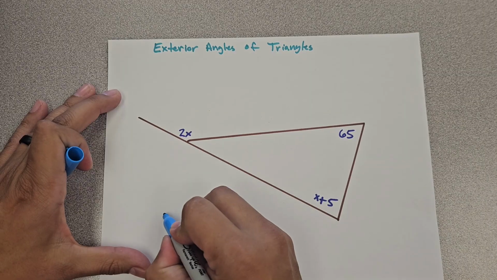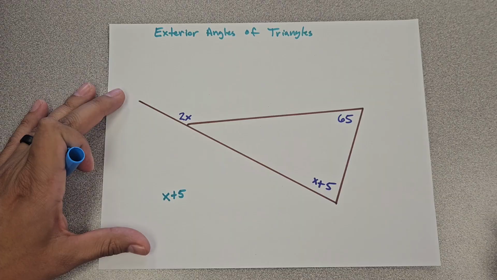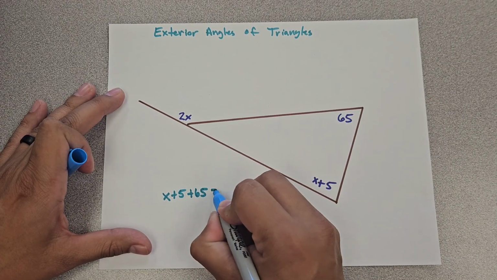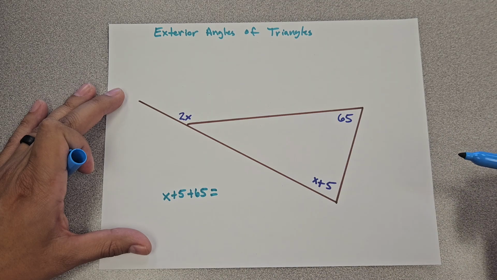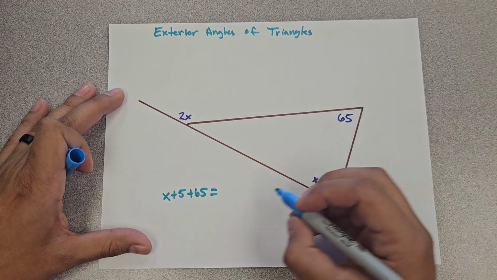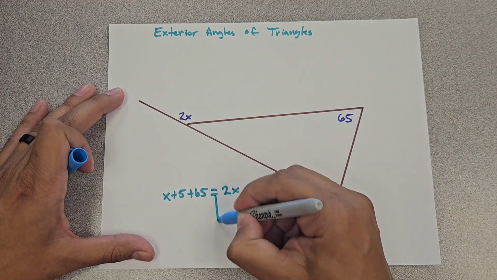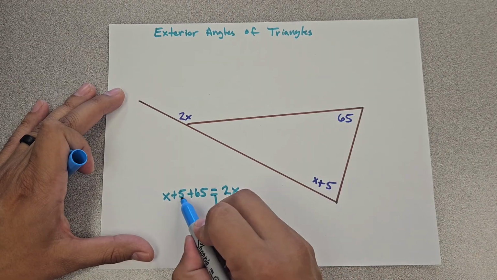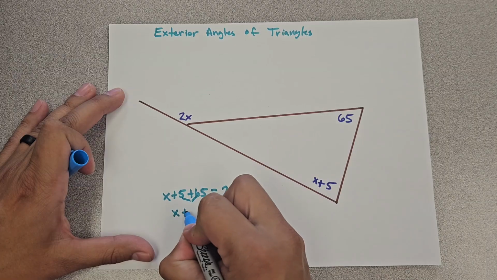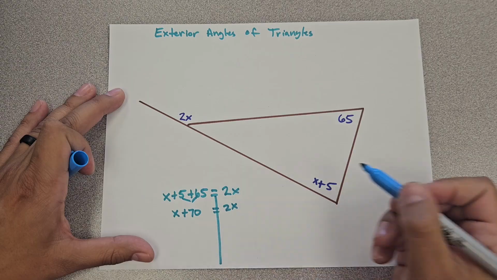I want to go angle 1, which is x plus 5, and second angle, which is 65, added to it, equals my exterior angle. My exterior angle here actually is just a variable, so I'm going to put that there, 2x. Now I can go ahead and solve. I want to combine this right here, so that gets me x plus 70 equals 2x. I can go ahead and solve this.